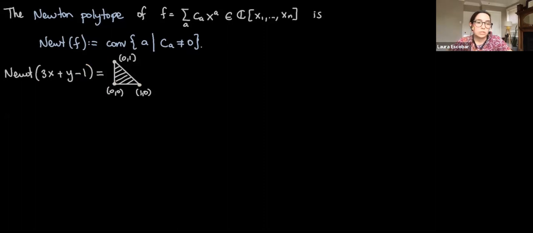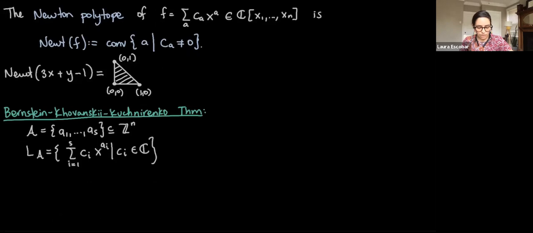A lot of people, a lot of Russians in particular, were very interested in understanding what we can read from this polytope. For example, if I construct a variety from a polynomial, does this polytope encode any information about the variety? There are many ways to answer this, and the answer is absolutely yes. We can read a lot of very nice information. One of the results of this Russian school is the Bernstein-Khovanskii-Kushnirenko theorem. There are many versions of that theorem, and I'm giving you one of them.